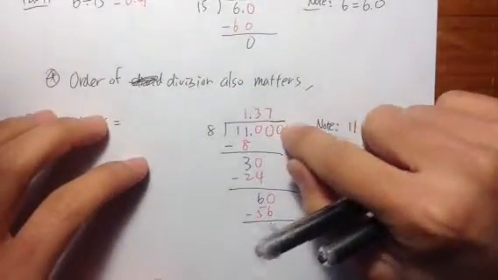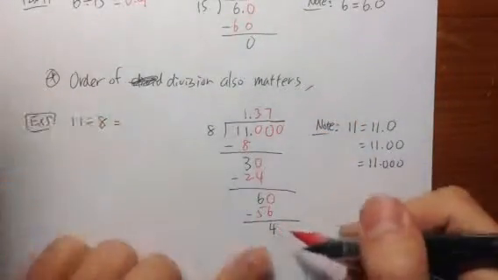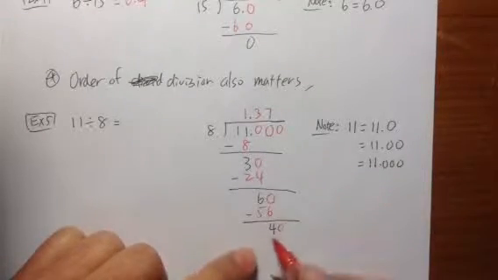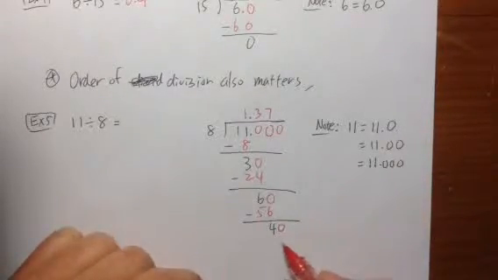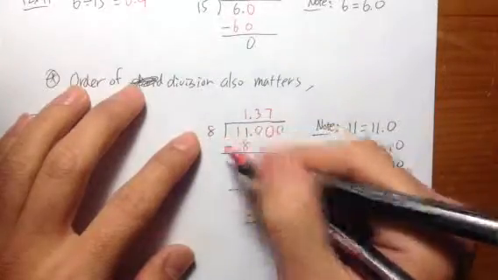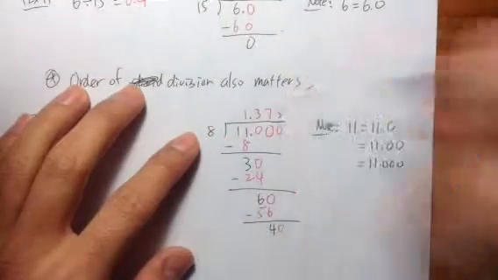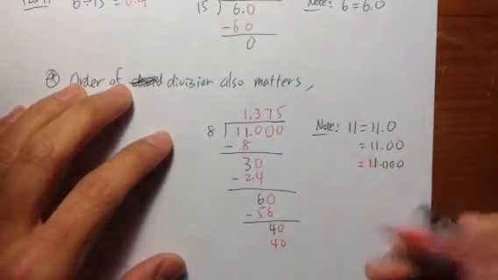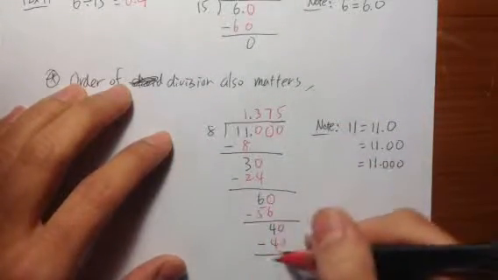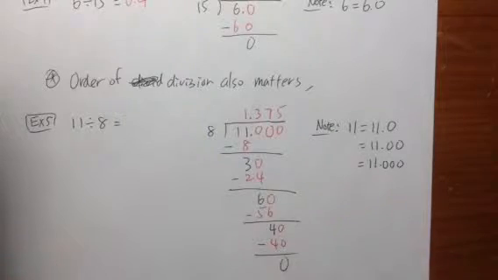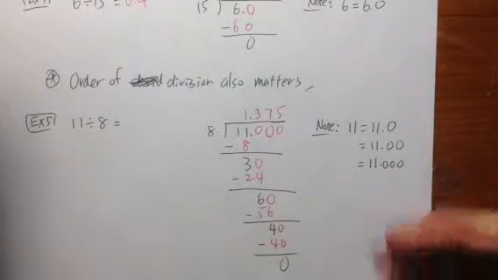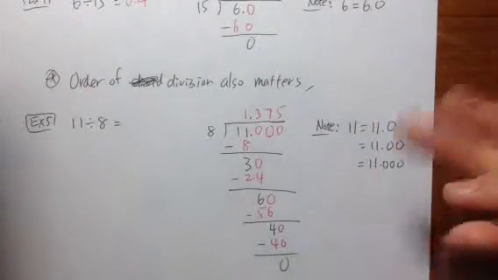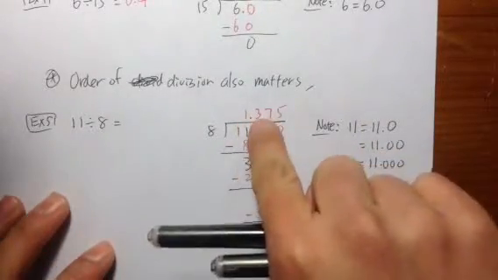Anyways, bring down the 0 down here. So instead of the 4, I am looking at this number as a 40. 8 goes into 40 exactly 5 times. 5 times 8, you get 40. And when you subtract 40 minus 40, well, yay, we get a remainder equal to 0. So we are done. That's the answer.